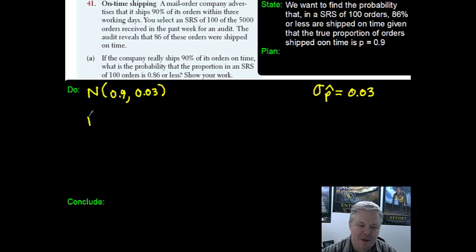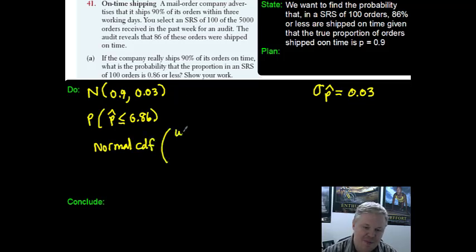We want to know the probability not of x, but the probability that p hat is less than or equal to 86%. Okay, so now we can go ahead and do our normal CDF and label our upper bound, label our lower bound, label our standard deviation, our mean.